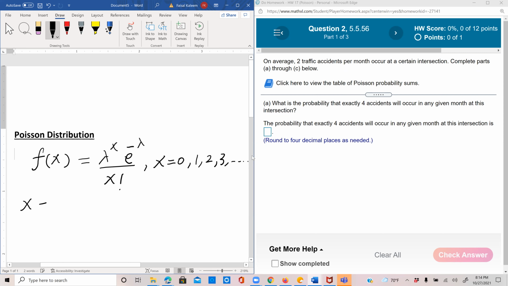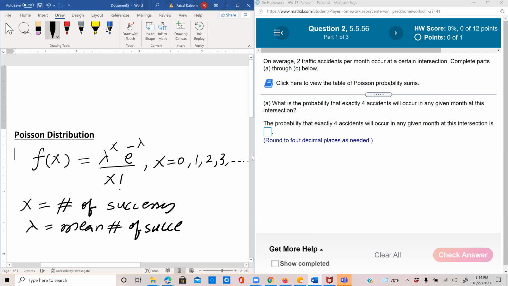So x is equal to the number of successes, lambda is equal to the mean number of successes, and f of x is the probability of x successes.